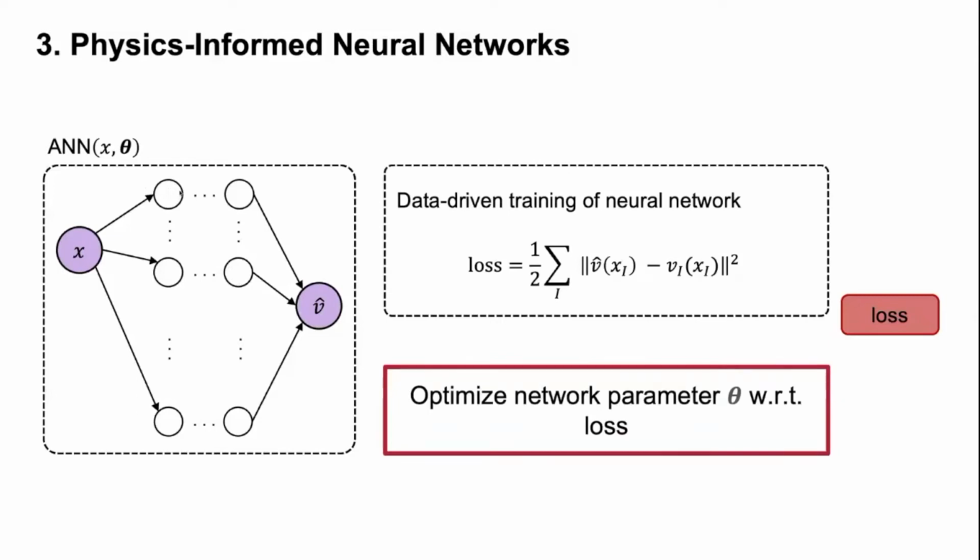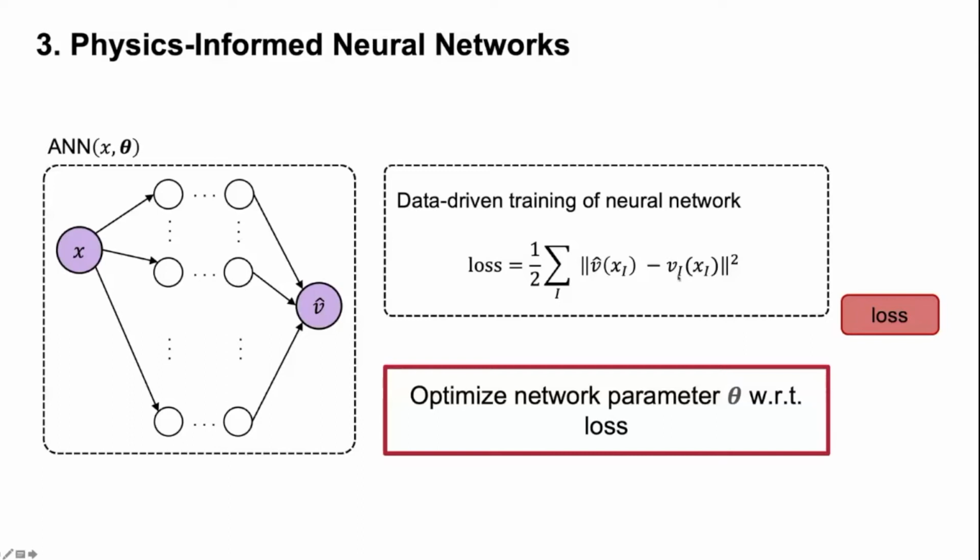In the data-driven training of neural networks, we define the loss function, we define an error, here mean squared error, as the difference between the output of the neural network for a given data point xi minus the according v value of that data point.